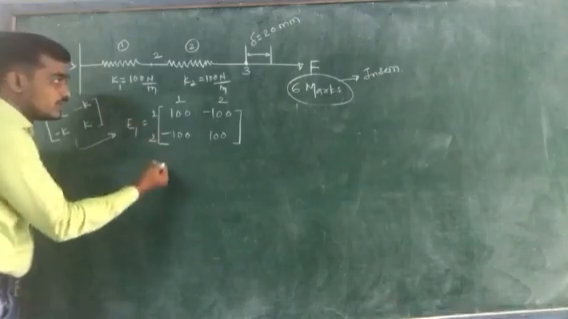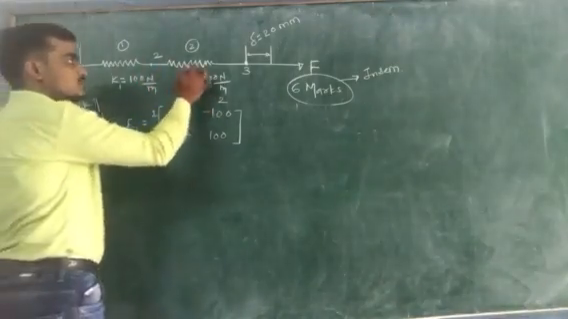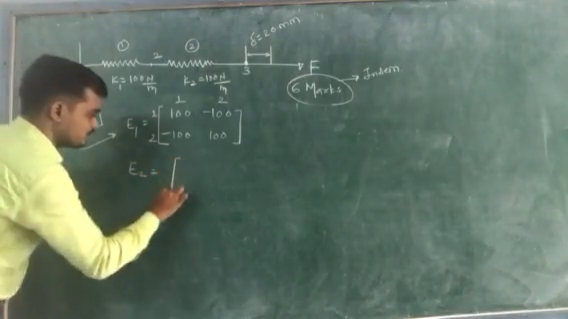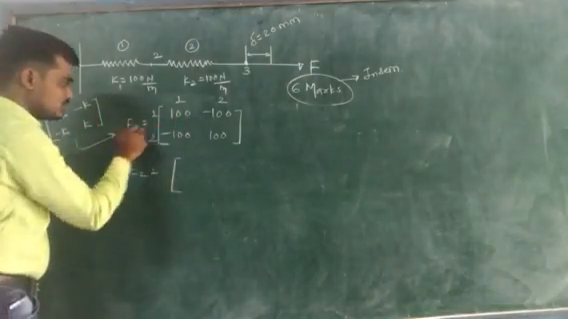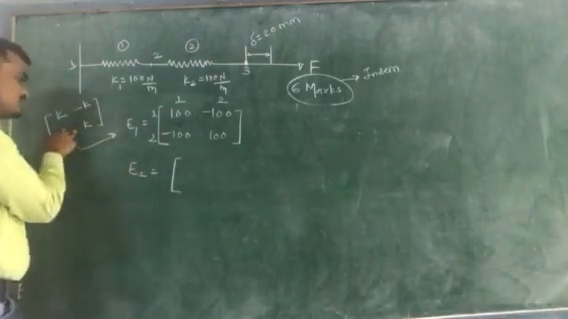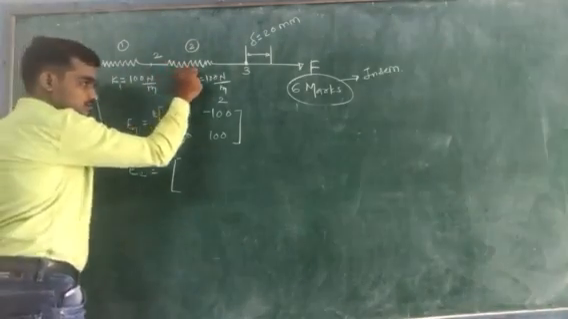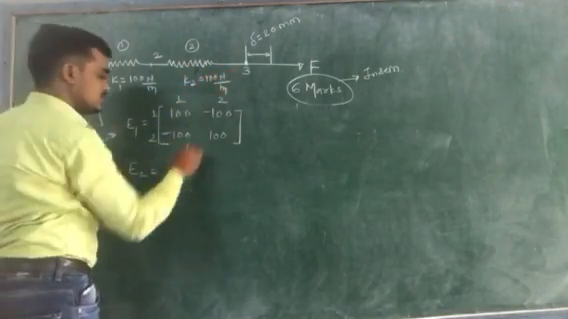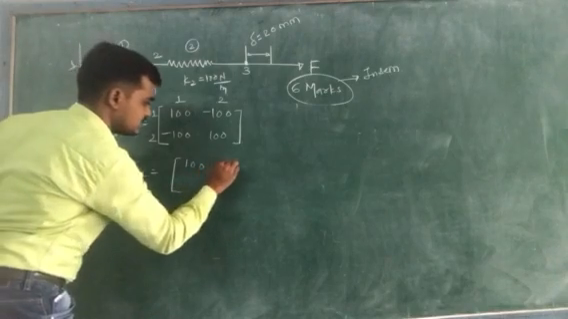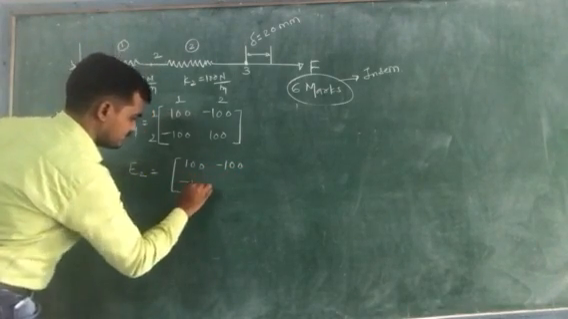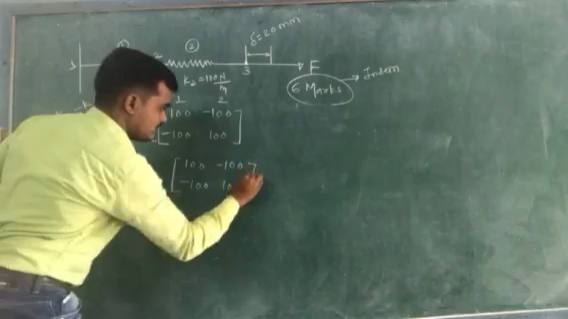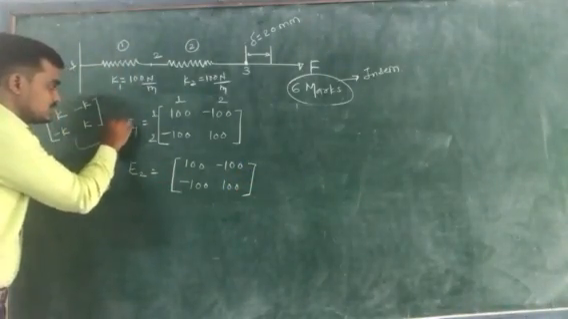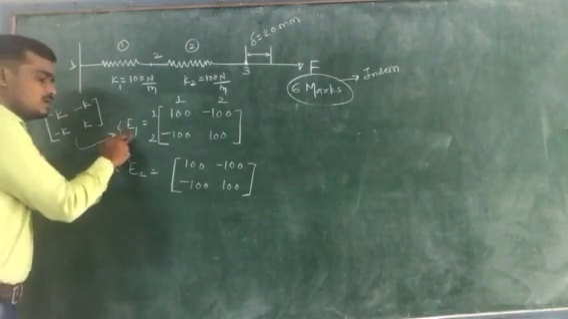Similarly, now construct the elemental stiffness matrix for this second element. So this will become A2 is equal to. Similar to the first elemental stiffness matrix, we will construct our second elemental stiffness matrix. Instead of K, here K2 is given as 100. So this is same as E1 and 100. So now you will get the elemental stiffness matrices E1 as well as E2.